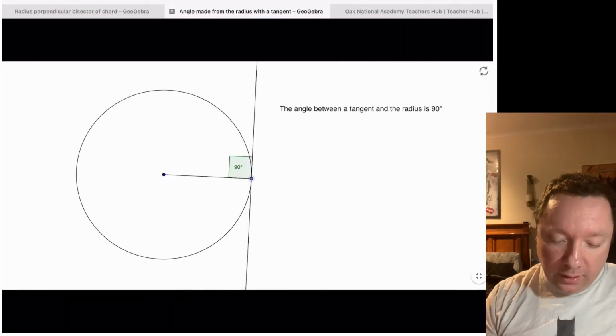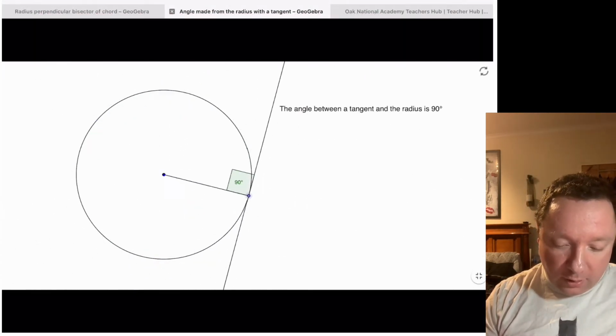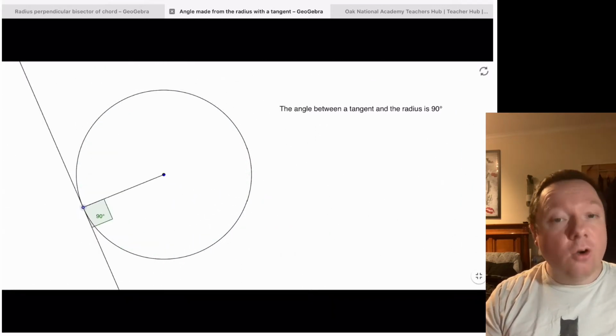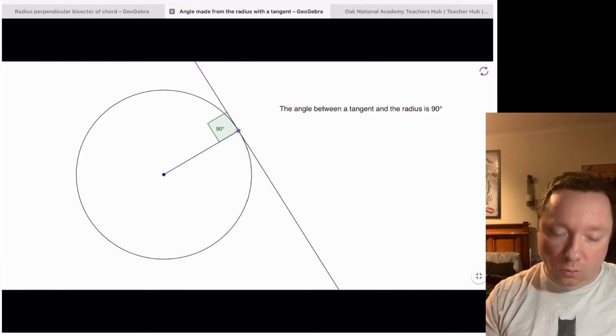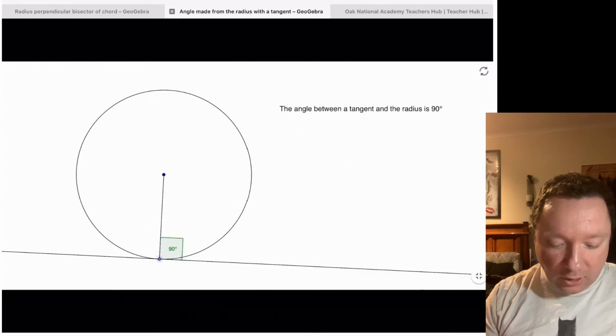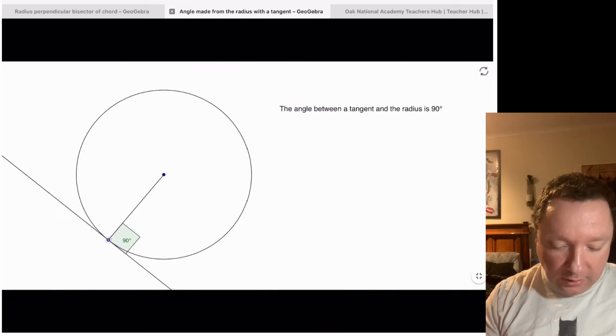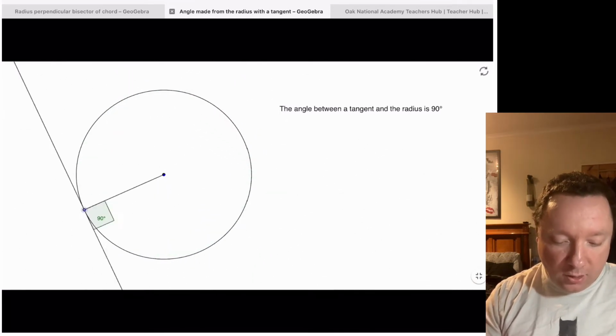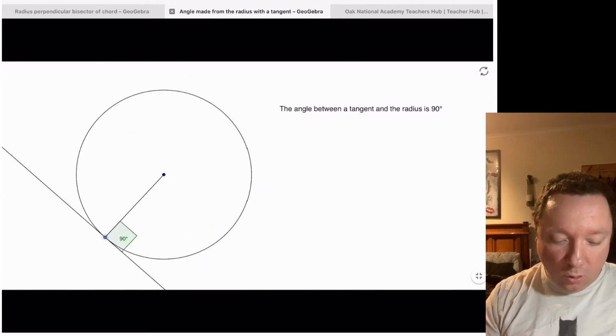So if you look here, you've got the tangent going all the way around the outside of a circle. The tangent's just a line that touches a circle at one point and one point only. And it doesn't matter where I draw that tangent, it always meets the radius you can see at 90 degrees. It doesn't matter how much I spin this round, that angle is not changing at all.